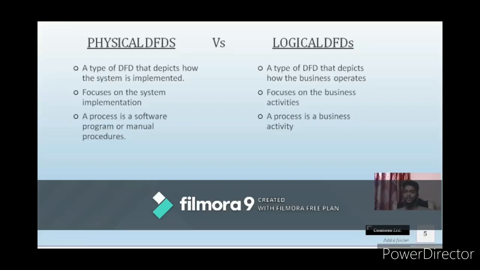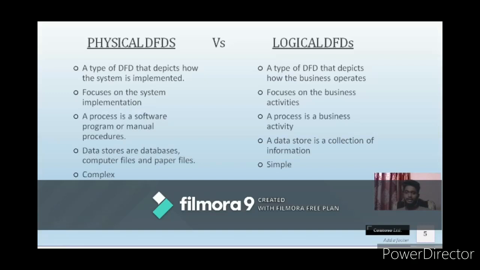When it comes to physical DFD, a process is considered as a software, a program, or a procedure. When it comes to the logical DFD, a process is considered as a business activity, as we saw in the previous points. And the next point, data. In physical DFD, data stores are databases, computer files, and paper files. Databases are a huge storage of data in computer systems. So the data stores are databases, computer files, and paper files in physical DFD.